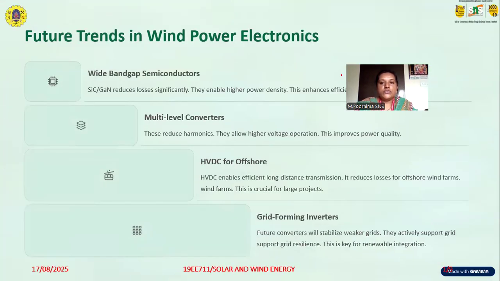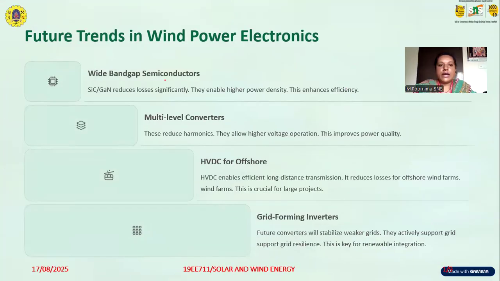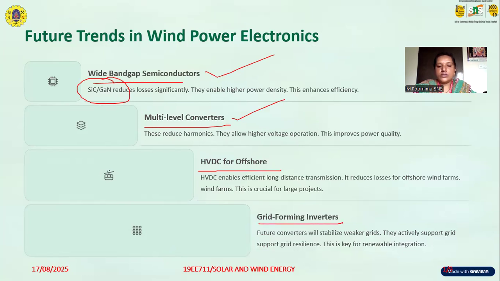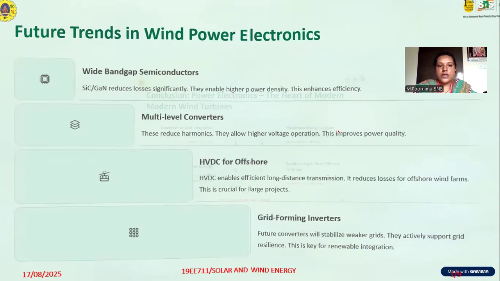And finally, what are the future trends? First one is wide bandgap semiconductors, such as silicon carbide and gallium nitride. Then we have multi-level converters, HVDC offshore, and grid forming inverters. These are the future trends in wind power electronics.